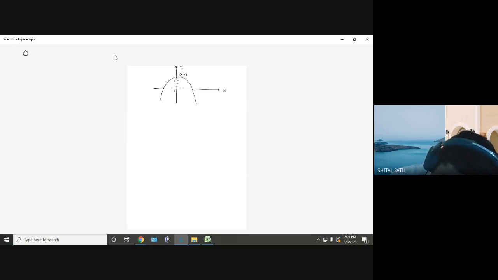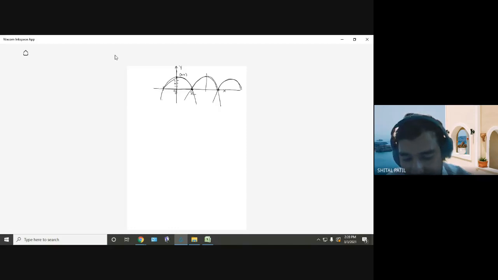Right, next parabola from here like this. Next parabola like this. So you consider this part, this part is repeated 1, 2, 3 and so on, right? So this is a periodic function. Actually we are considering this part only, x equal to 0 to x equal to 2, then 2 to 4, like this, and it is the periodic function.